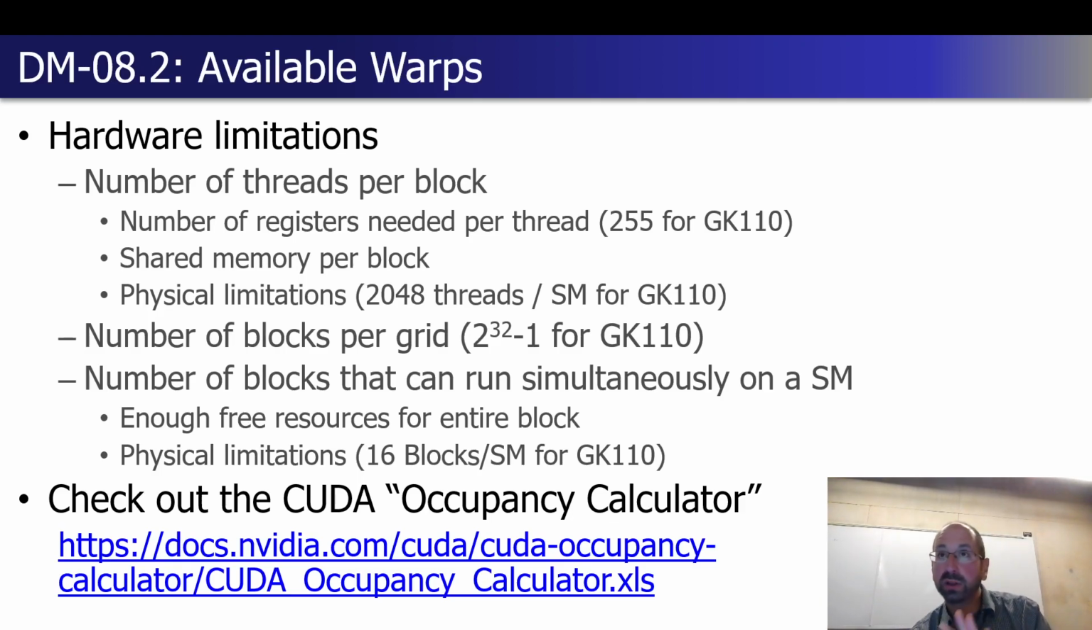So given the hardware limitations of how many registers we have total, and some other kind of physical limitations in terms of how many threads is the upper limit for a given streaming multiprocessor, or how many total blocks can I have in a given device. And those are all kind of arbitrary, but I think given a limit of, okay, I can have 2 to the 32 minus 1 blocks per grid on that device.